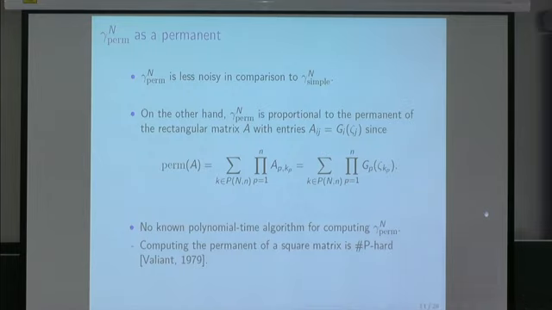And there's no known polynomial time algorithm for computing this kind of permanent. It's known that computing the permanent of a square matrix is sharply hard. That was quite an important contribution in the late 70s. And as far as I know, there are no results to suggest that computing the permanent for rectangular matrices is any different.